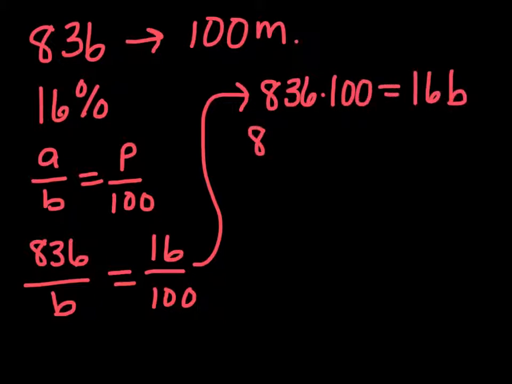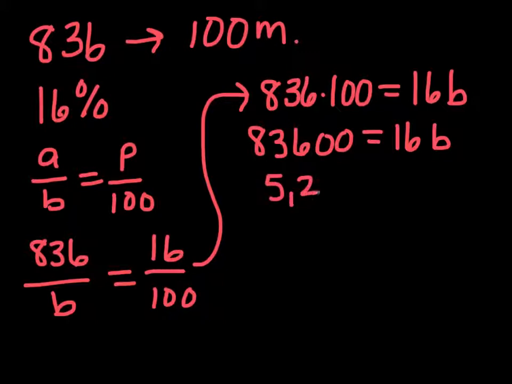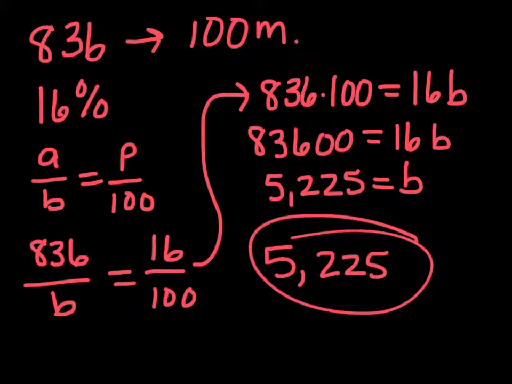So 83,600 equals 16b. And dividing both sides by 16 gives us 5,225 being equal to b. So the athlete's total score was 5,225 points.